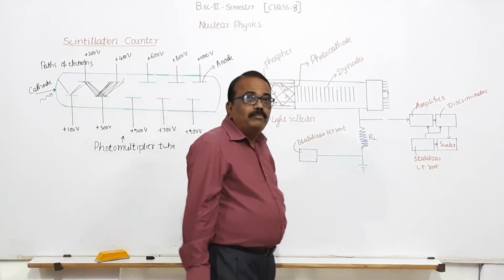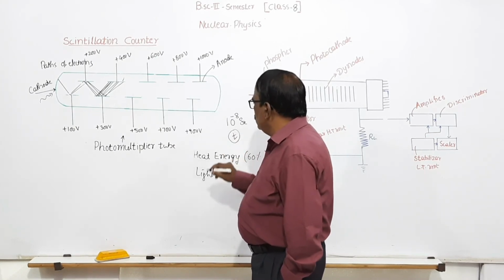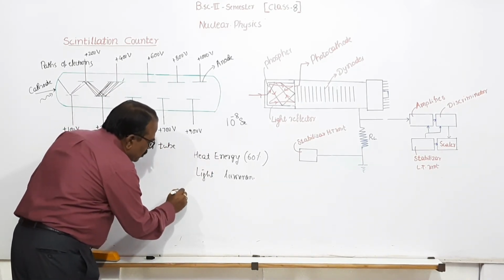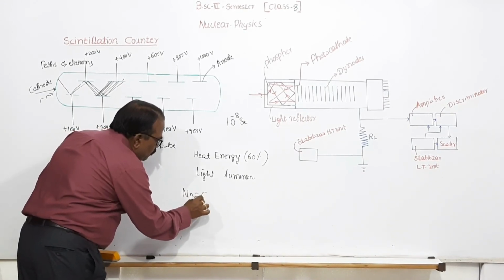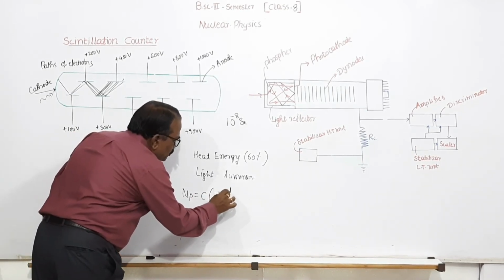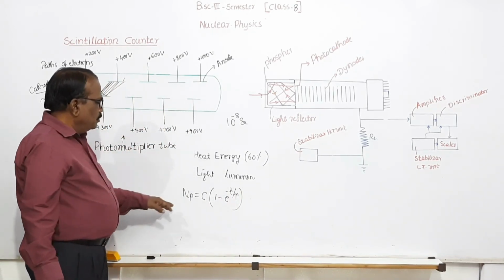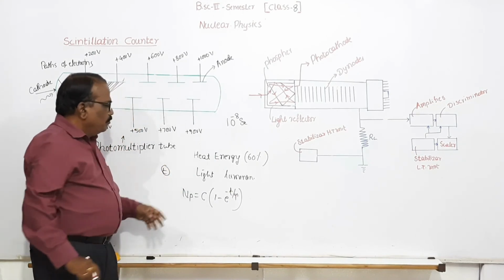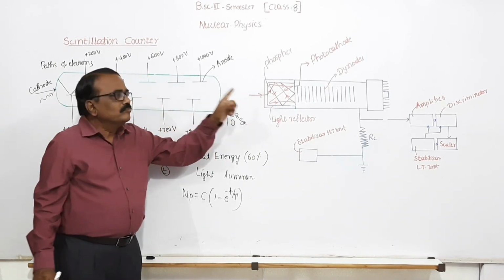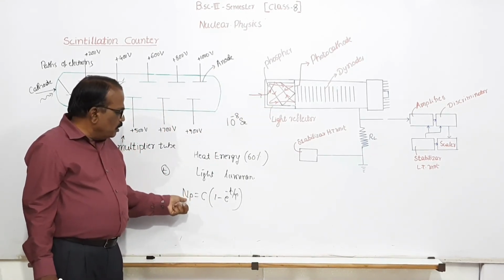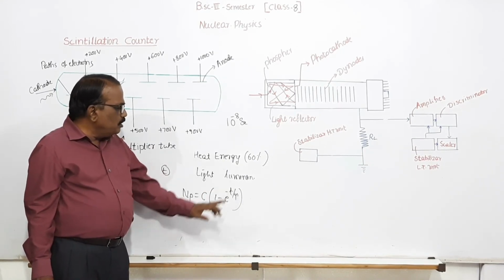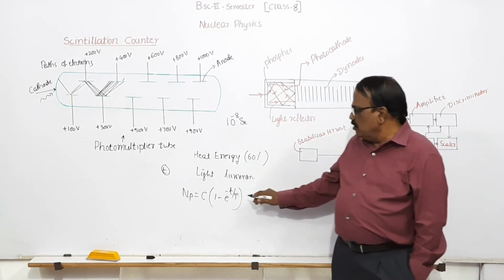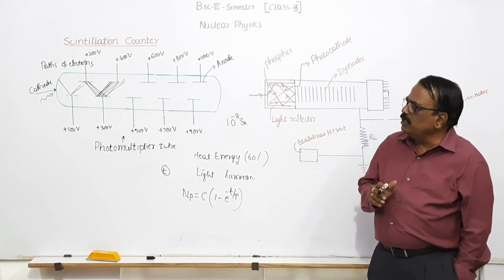Then the number of light photons in time t seconds after the ionizing radiation has arrived is given by Np is equal to some constant into 1 minus e raised to minus t upon tau, where tau is the average life or mean life, which is the characteristic of the scintillating material.